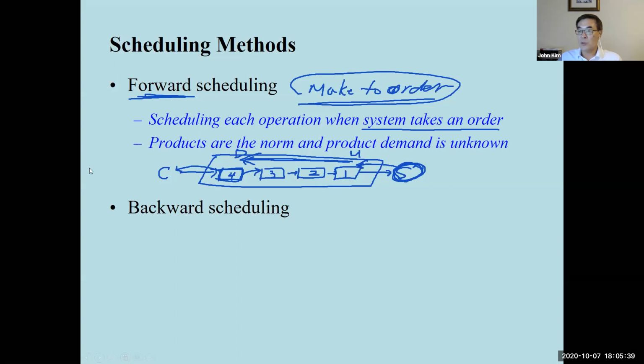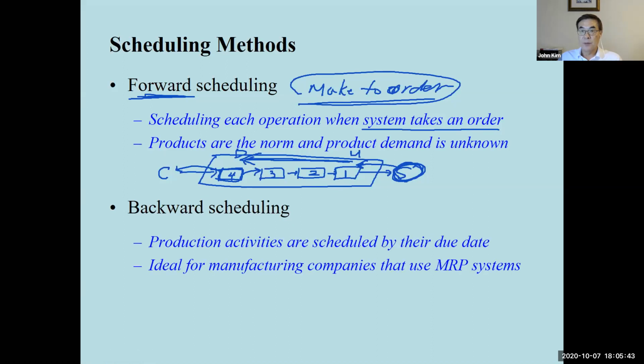And next one is backward scheduling. In backward scheduling, production activities are scheduled by their due date. So this is for a make-to-stock system. By forecasting, they know future demand, so they just make.